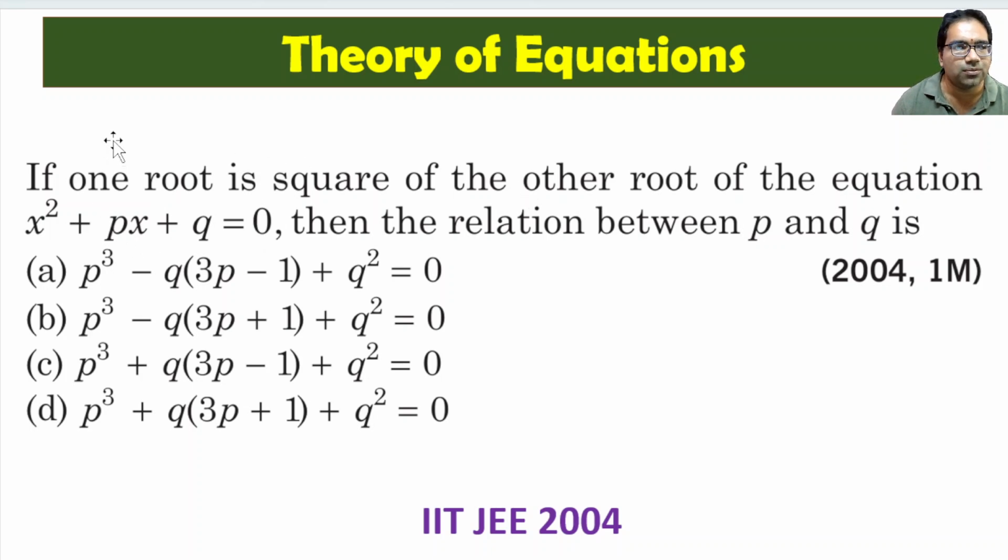If one root is 2, let's say the other root is 4. If one root is 3, the other root is 9. Something like that. Now, what is the relation between p and q? Obviously, the roots are related, right? So, p and q must be related.